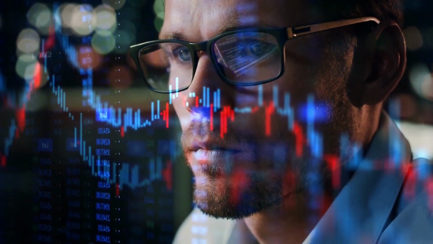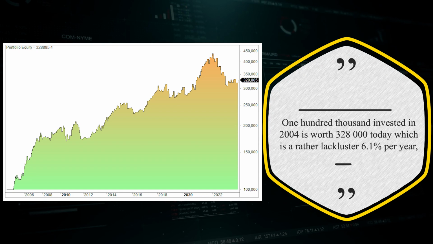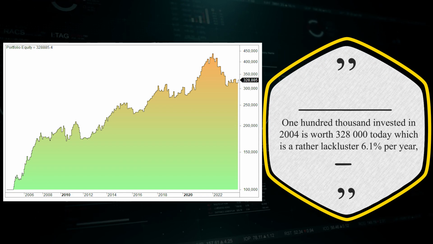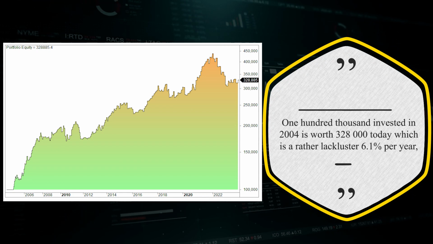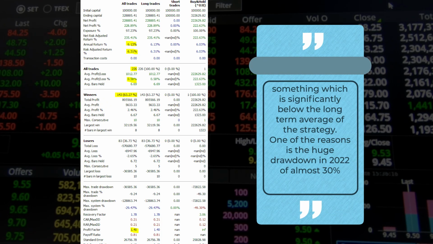Let's find out how it's performed after the strategy was published. We coded the trading rules into our trading platform and backtested it. $100,000 invested in 2004 is worth $328,000 today, which is a rather lackluster 6.1% per year, something which is significantly below the long-term average of the strategy. One of the reasons is the huge drawdown in 2022 of almost 30%.